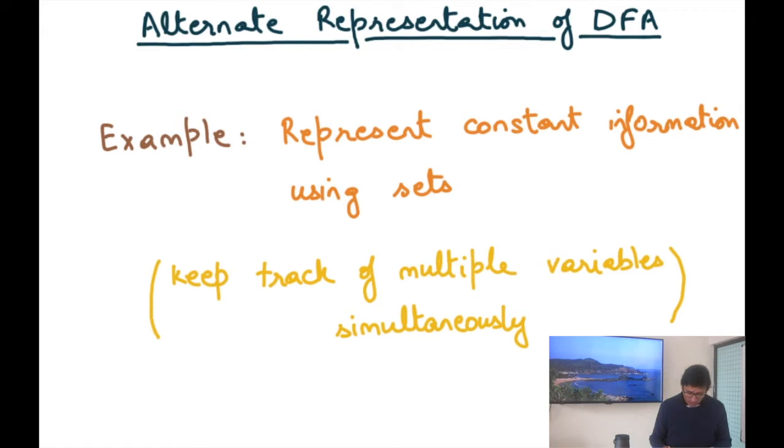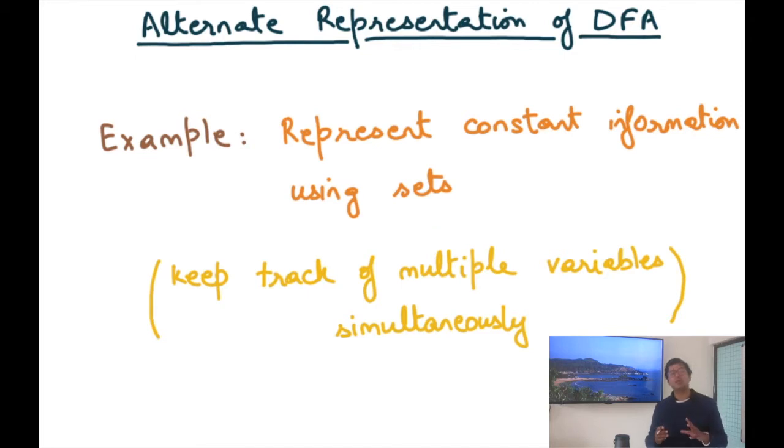So in the alternate representation of DFA, we will represent the constant information using sets. Okay, so we're going to use the same example of constant propagation to introduce this alternate representation of DFA. But unlike our previous discussion, where we were focusing on a single variable, here we're going to try to find constant information for multiple variables in one go. And to do that, we're going to represent this information using sets.